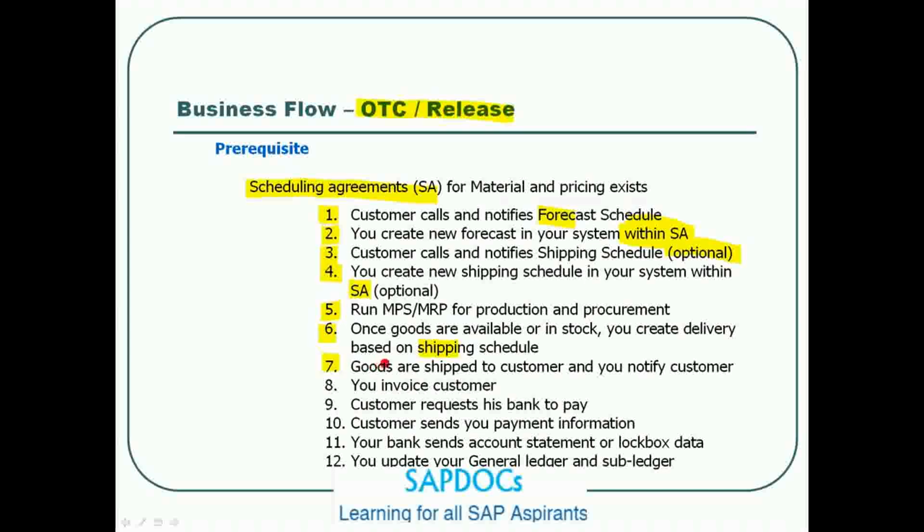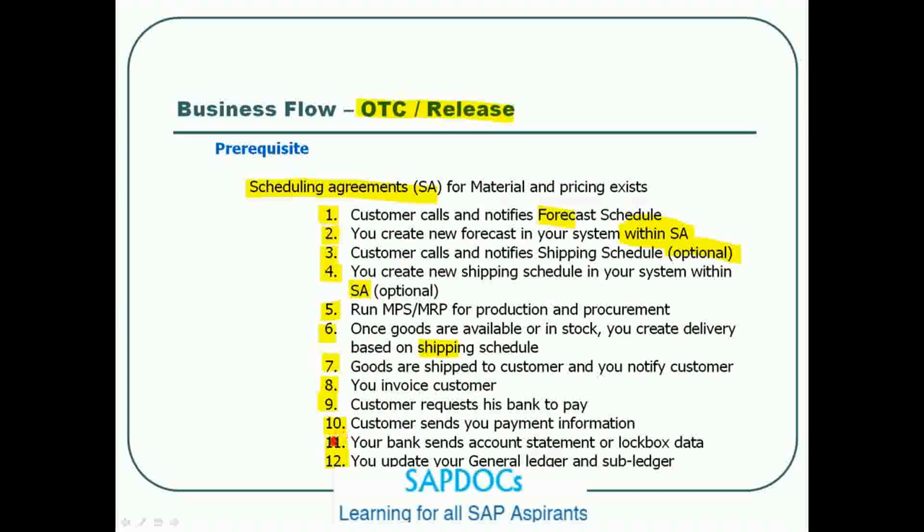Number 7, you ship the goods to the customer and you notify the customer saying that the goods are on their way, you can fax it. You invoice the customer, request his bank to pay, the customer sends you the payment information, your bank sends you the account statement, and you update your GL.